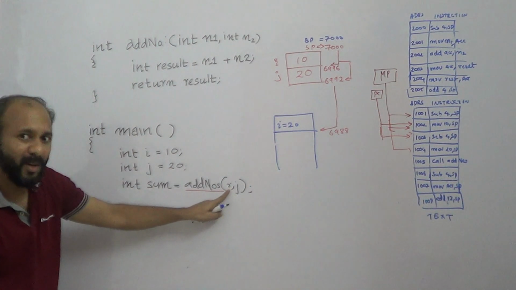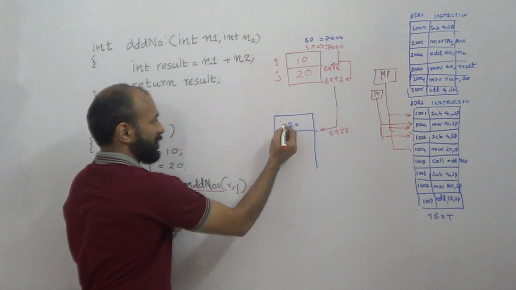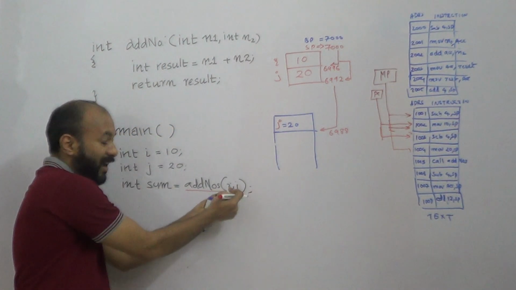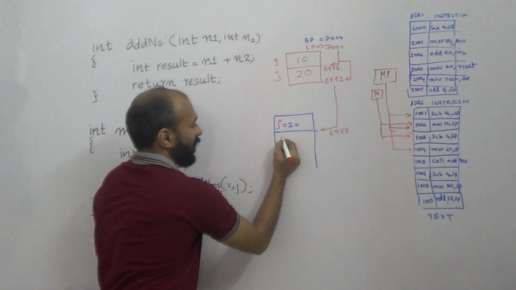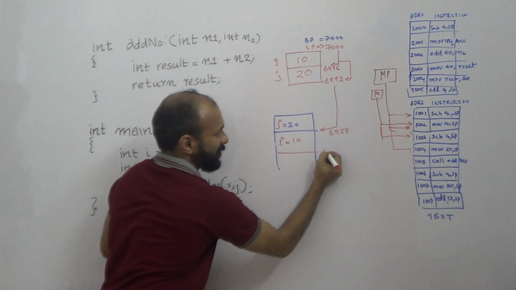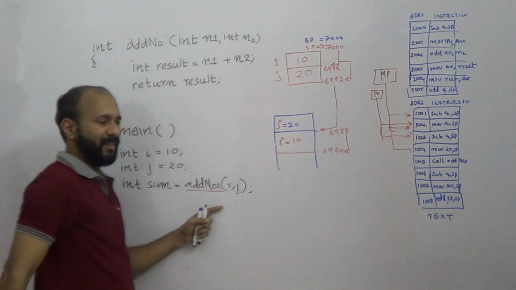Again, i got pushed into the stack. This one, j got pushed into stack. J is equal to 20. After that i got pushed, which is equal to 10, which is available at 6984. Now stack pointer is pointing here.